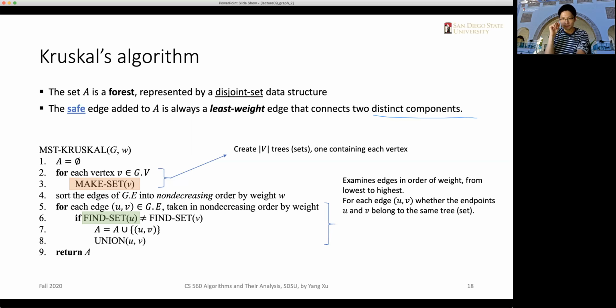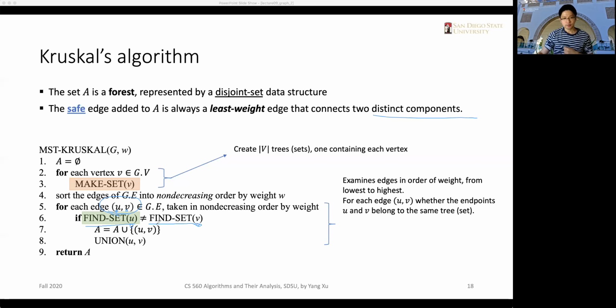to examine whether the end points U and V belong to the same tree or belong to the same set. Each time we iterate, we need to find an edge, and the two end points are U and V. So we will use an if statement to find the set for U and find the set for V, and we will check whether U and V belong to the same set.